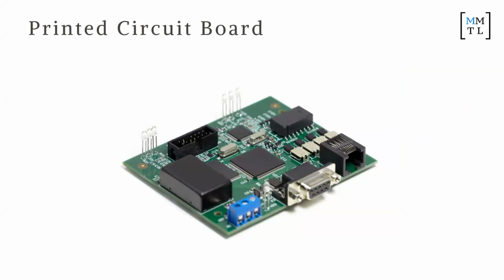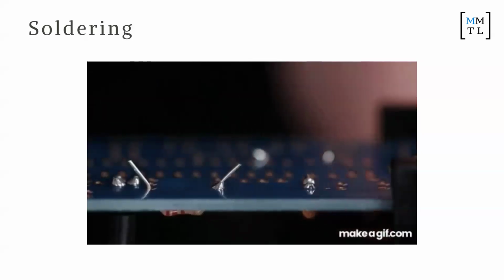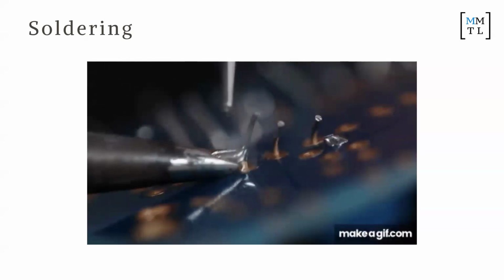All right, now this is a printed circuit board. These are very common. And how do we get components on it? It's through a process called soldering. If we have a little bit longer time, I'll teach you how to solder, because there are some soldering stations down in the makerspace.